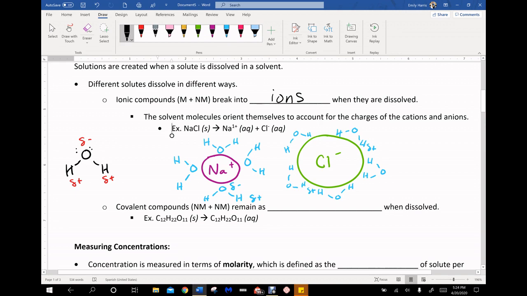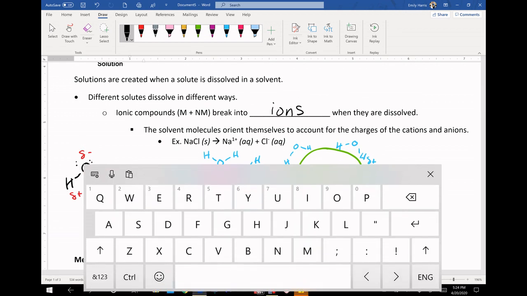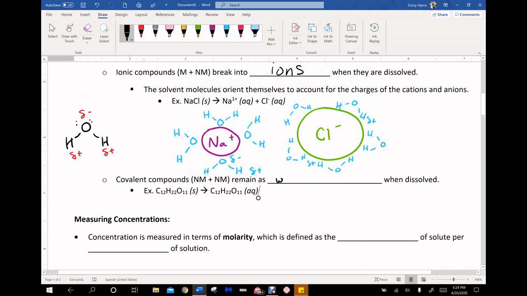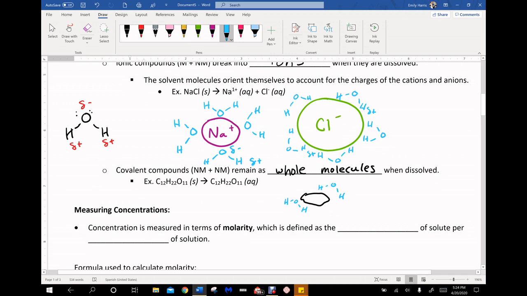Now, on the other hand, covalent compounds, which consist of nonmetals, remain as whole molecules when they're being dissolved. For example, your sugar molecule, when placed into water, stayed as an entire sugar molecule, C12H22O11. The waters would just surround it and interact with it as is. And that's the difference between ionic and covalent compounds.